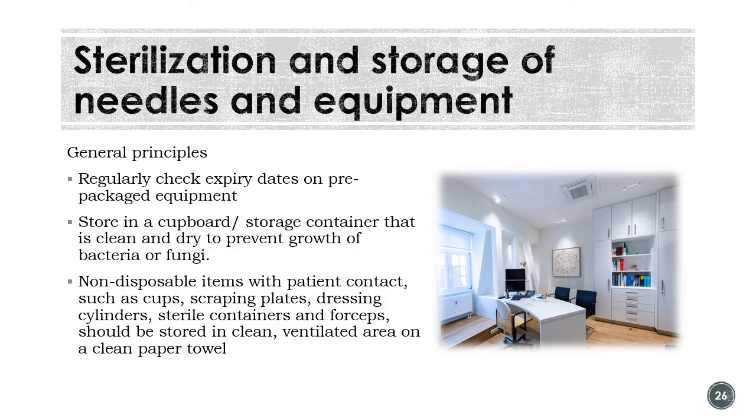So now we're moving on to sterilization and storage of needles and equipment. The general principles here are, firstly, that you regularly check expiry dates on all pre-packaged equipment. This includes things such as needles, your alcohol swabs, and your sterile cotton wool balls or earbuds. And then all this equipment is stored normally in a cupboard or a storage container that is clean and dry. This is to prevent the growth of bacteria or fungi.